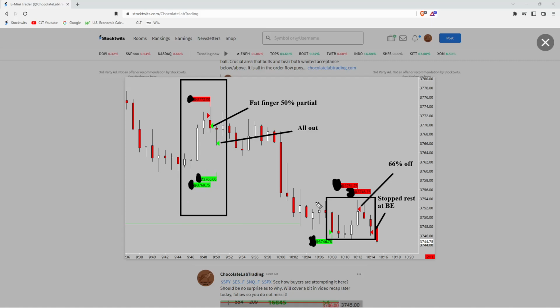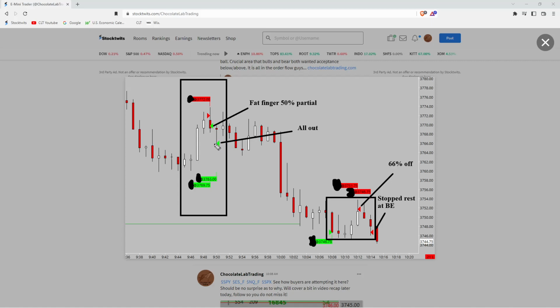These are trades that I do not recommend new people to order flow to take. You have to be very, very comfortable in the order flow. Not to say there won't be a time after putting in the work that you can do this, but it is difficult. So, a quick short: I fat fingered my 50% partial when setting for it over here.